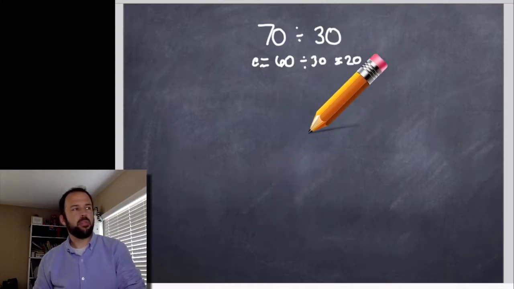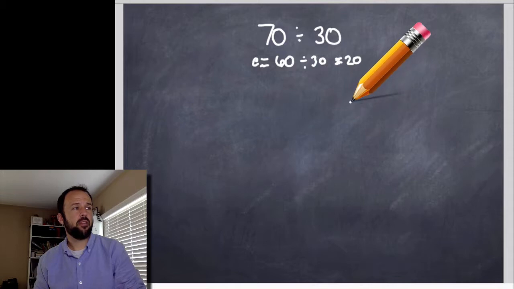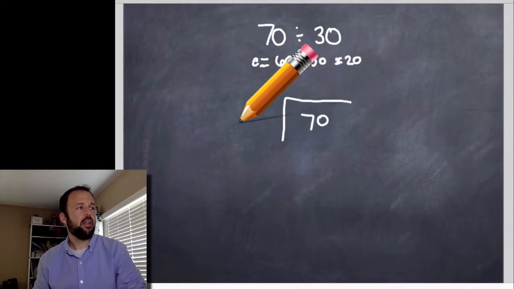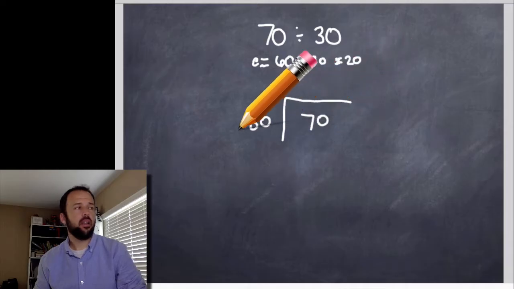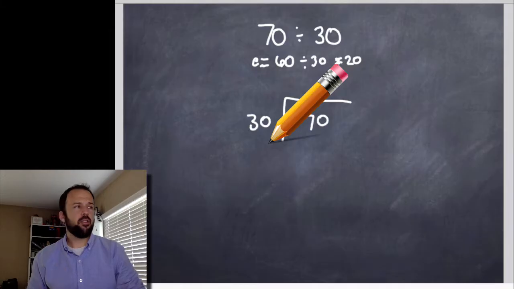So let's just jump into the standard algorithm. When I say the standard algorithm for division, just like we have the standard algorithm in multiplication, what I mean is we're going to set up the problem this way. We're going to put the number that we're dividing, that's 70, and our divisor 30 out here. So we're dividing our 70 by 30 into groups of 30. This is the standard way we set it up.